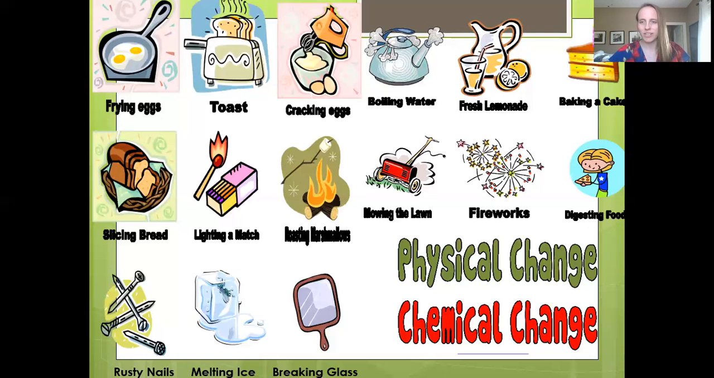Fireworks, you've got the change in color, that is chemical. Digesting food is chemical. I mean, you can't really tell what necessarily is happening in your stomach, but you might know that the food reacts with hydrochloric acid and stuff like that to be both chemically and physically broken down. Rusting nails, you'll have a color change, so that's a chemical change. Melting ice, that's a change of state, so it's physical. And breaking glass, also physical. You're just changing the shape, it's still glass, it's just tinier pieces of glass.